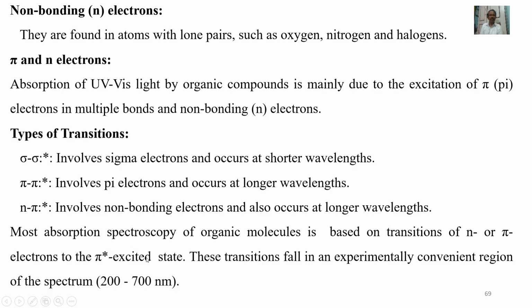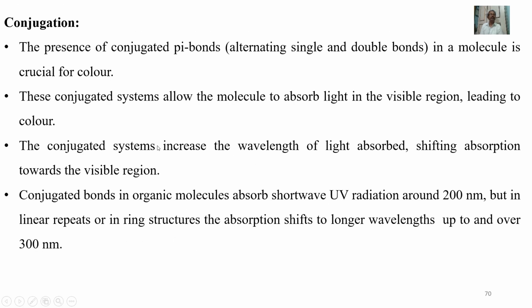Antibonding orbital. These transitions fall in an experimentally convenient region of the spectrum, 200 to 700 nanometer. Conjugation: the presence of conjugated pi bonds, alternating single and double bonds in a molecule, is crucial for color. These conjugated systems allow the molecule to absorb light in the visible region, leading to color. The conjugated systems increase the wavelength of light absorbed, shifting absorption towards the visible region.